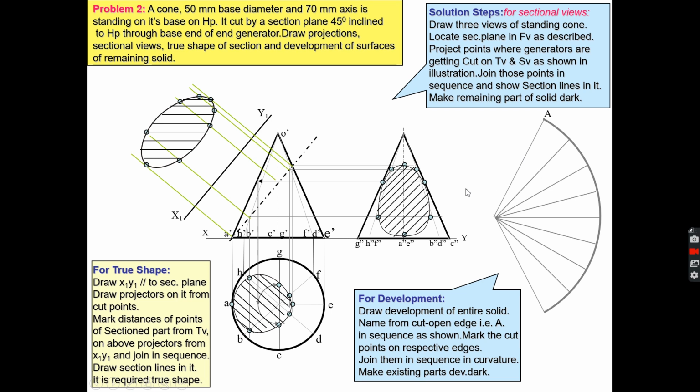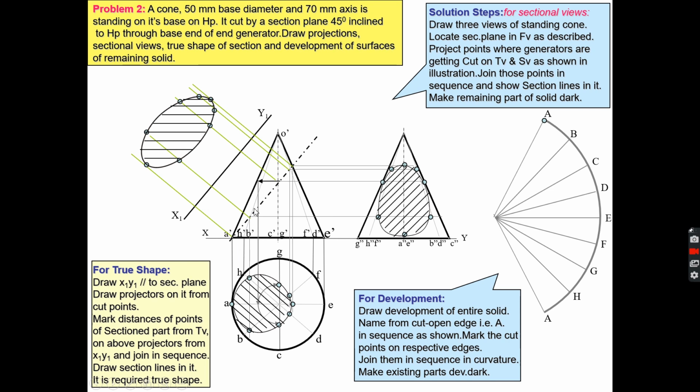So now I will name all the points in the sequence. So this is your point A, because the section plane is cutting the generator OA on point A. So this is your first point. Then again, this is your OB. So how will you get the distance of this point from O?